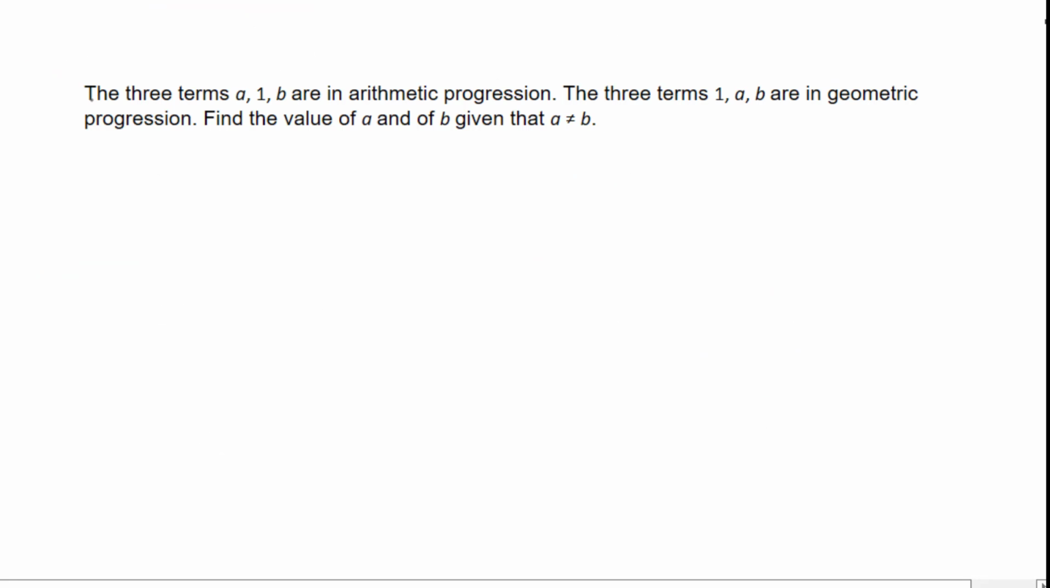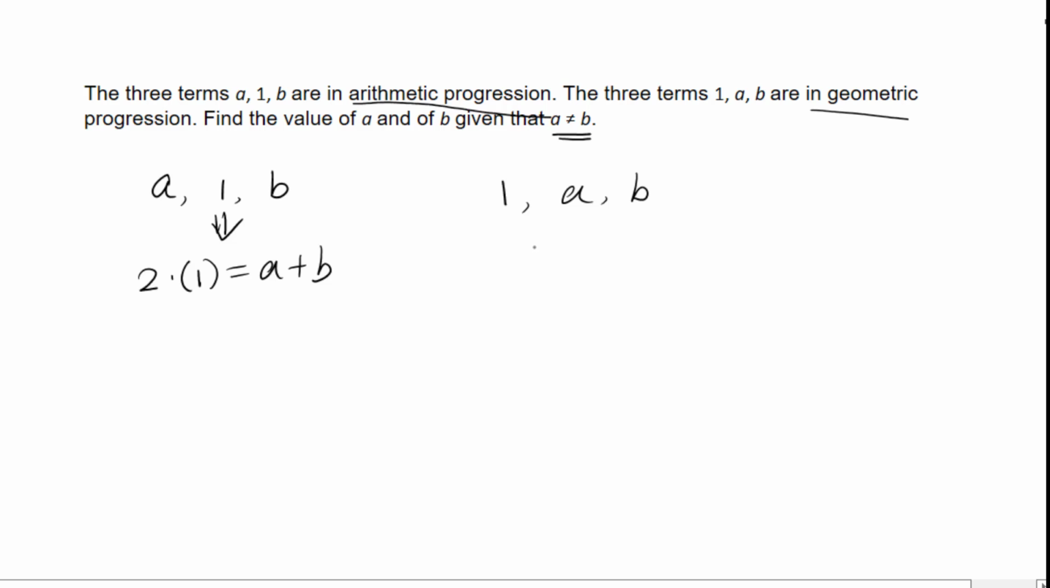Let's go to an example. The three terms A, 1, B are in arithmetic progression. The three terms 1, A, B are in geometric progression, which means a consecutive geometric sequence. Find the value of A and of B given that A is not equal to B. For the arithmetic sequence, we have A, 1, and B. So we get 2 times 1 equals A plus B. For geometric sequence 1, A, B, we know A squared equals 1 times B. So we get these two equations.